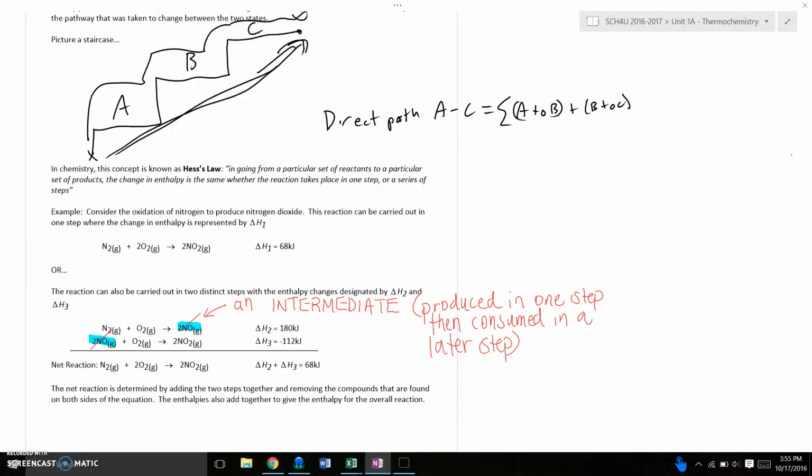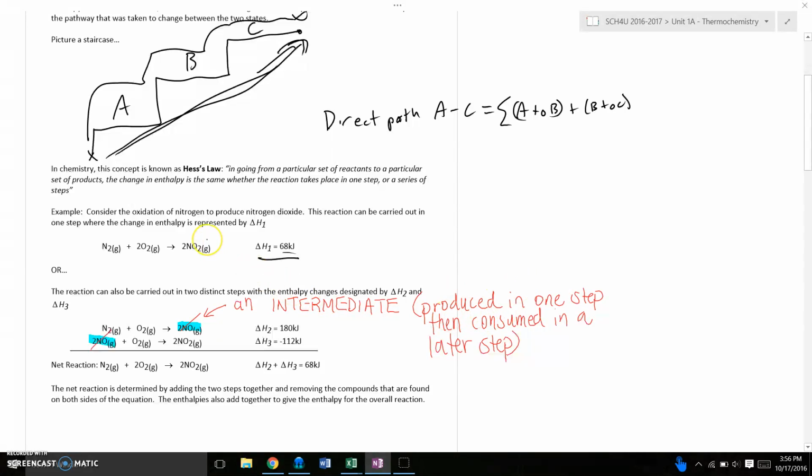So if you look at our example here, the oxidation of nitrogen, producing nitrogen dioxide, it can be carried out in one step where the enthalpy change is represented here by delta H1. So you have an enthalpy change here of 68 kilojoules. But it can also be carried out in 2 distinct steps where you have an intermediate. So it's produced in one step, then consumed later in another.